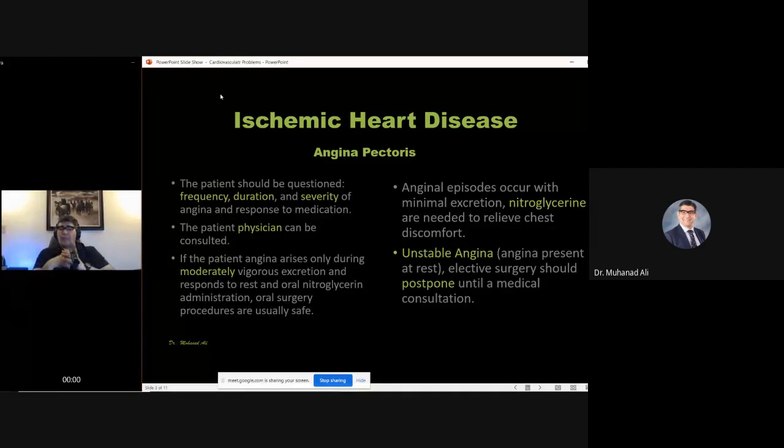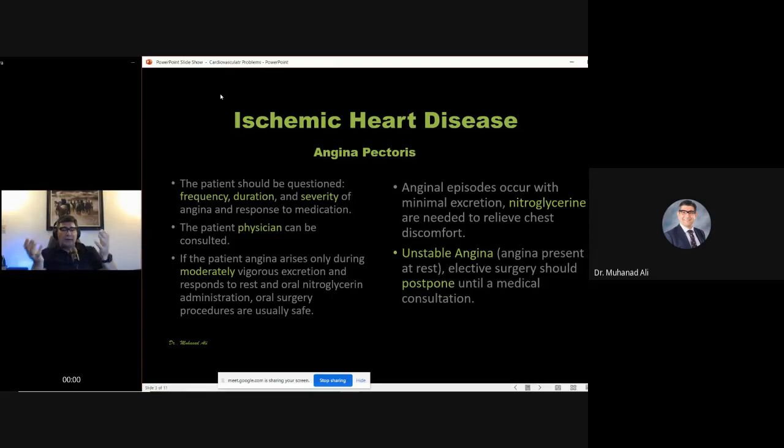Then some patients have a minimum episode, a minimum attack of angina pain. So both mild and moderate, with medical consultation, we are able to control them for oral surgery with nitroglycerin treatment.